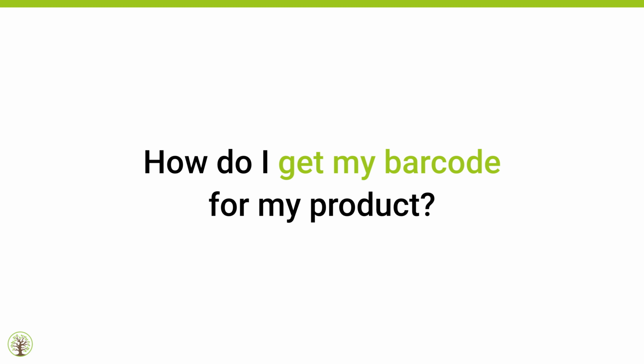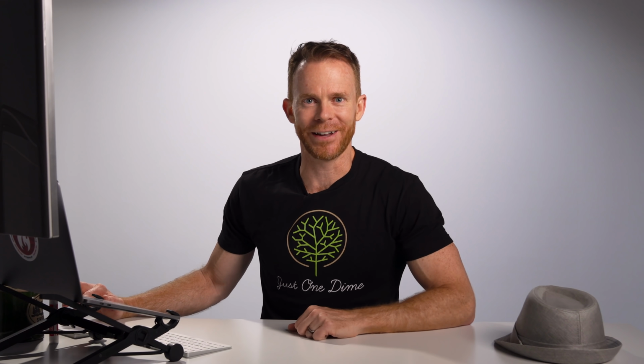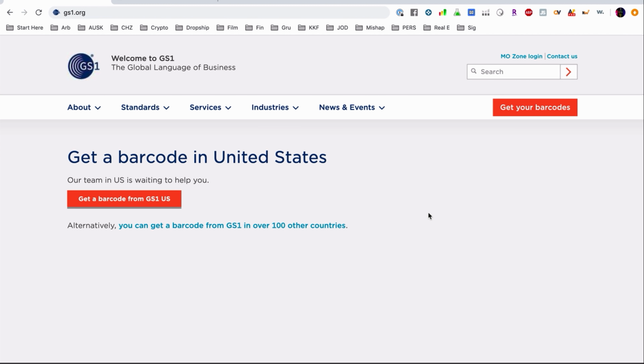How you doing? How do I get my barcode for my product? I'm gonna invite you right now to jump into the screen with me, and we're gonna go on a little journey called GS1. The first step you're gonna take is you're gonna go to gs1.org, and you're gonna click this big orange button right here called Get Your Barcodes. From here, you're gonna click on Get a Barcode from GS1 US.